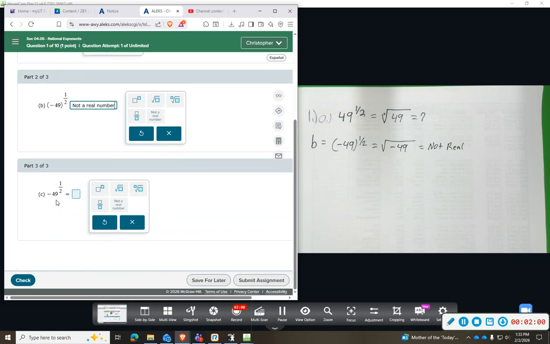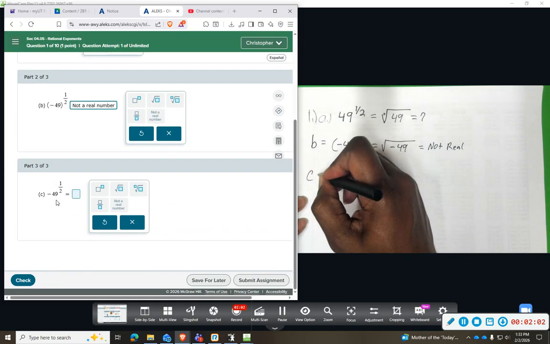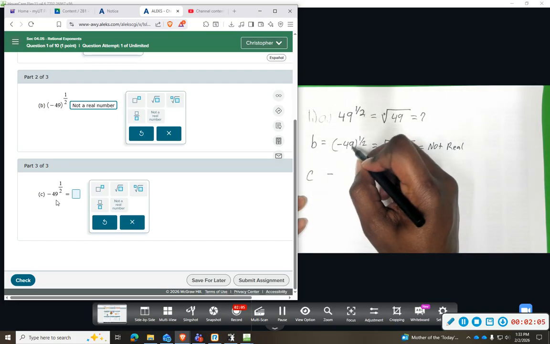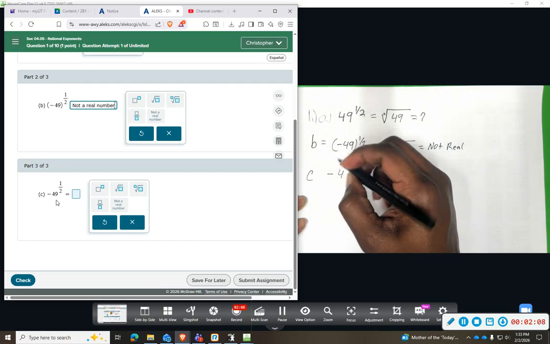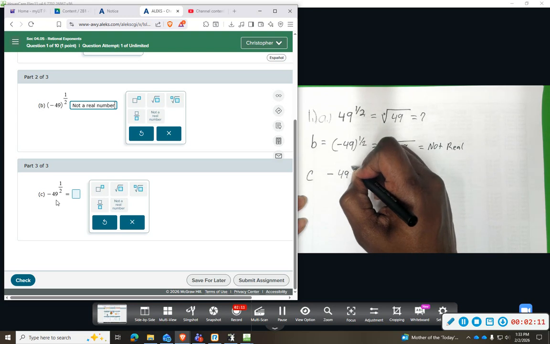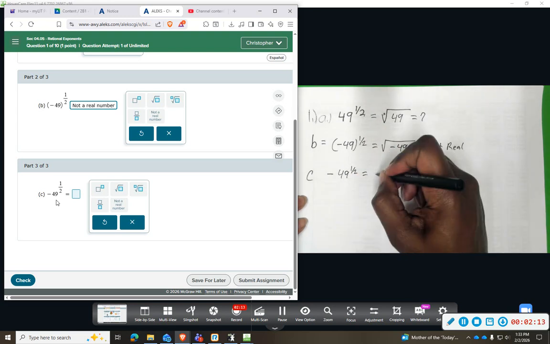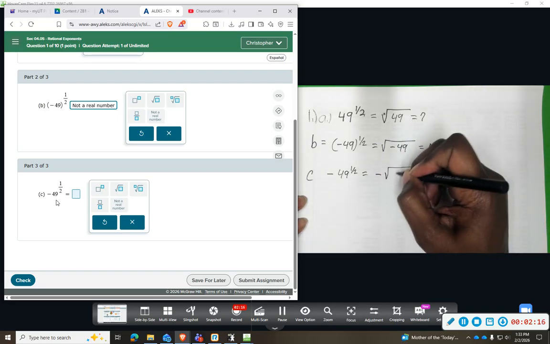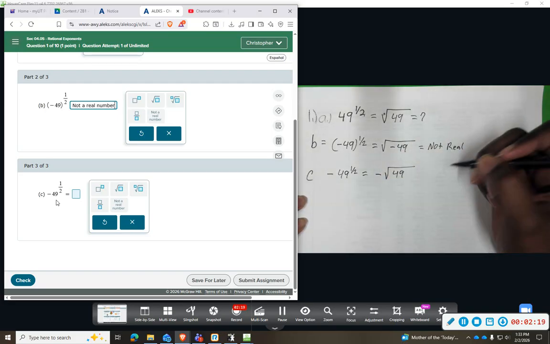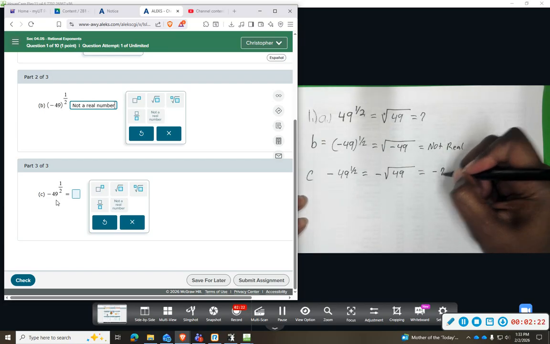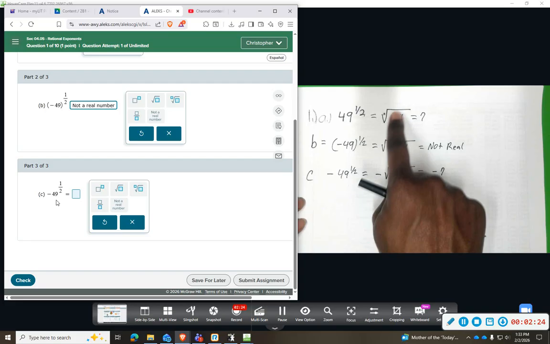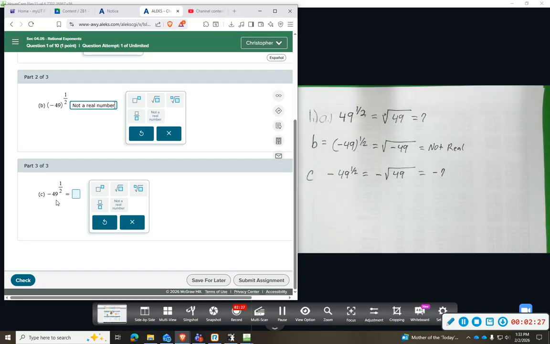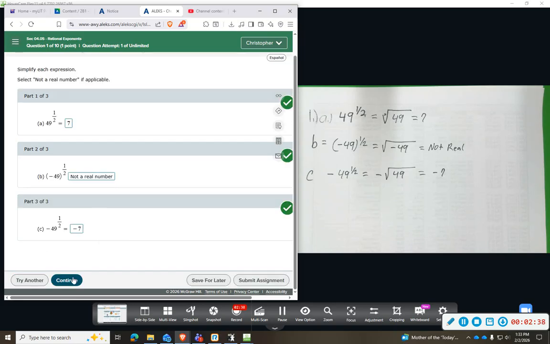And this one, because the negative is not in parentheses like this, what we're doing is the square root of 49 and then just having a negative on the outside. So this time we're doing 49 and then the negative is on the outside, so this would give me a negative 7, not because of the plus or minus, but because of the negative on the outside. That says good.